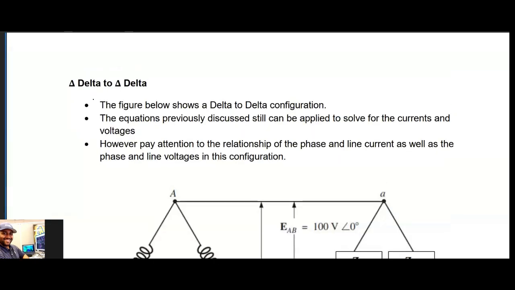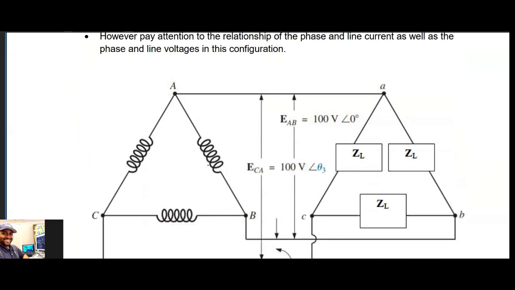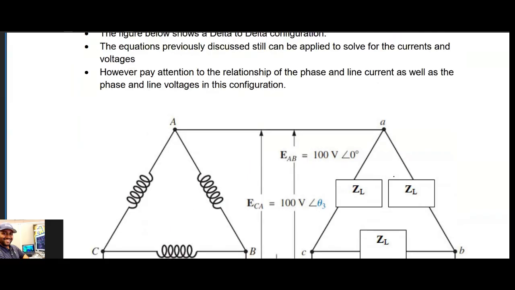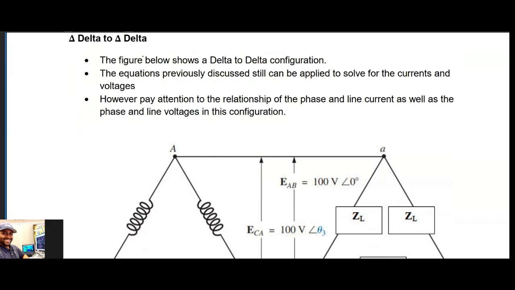All right, so the next configuration is called a delta to delta. This is when you have a source in a delta configuration and also the load in a delta configuration. So the figure below shows a delta configuration. The equation previously discussed can still be applied to solve for the currents and the voltages.